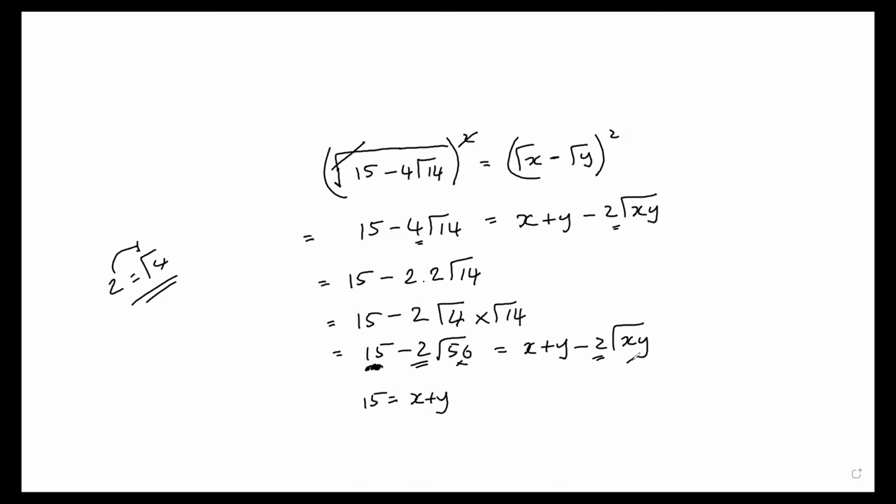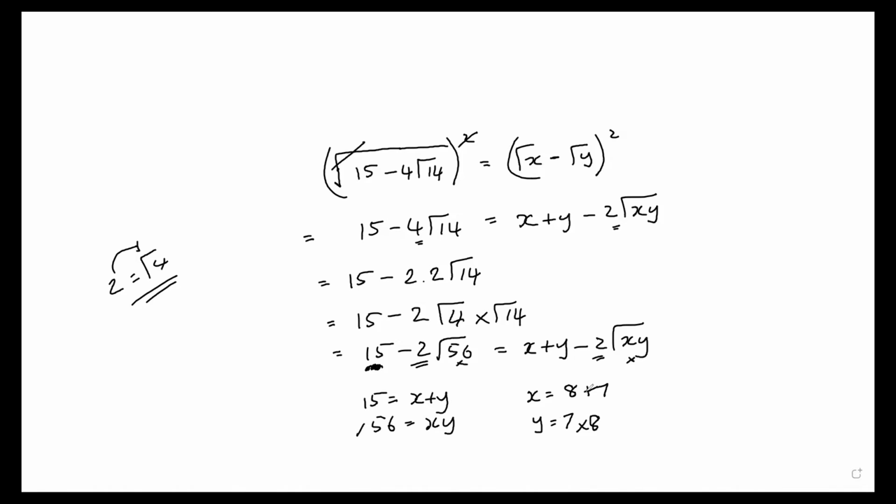So 56 equals xy. So what are those two numbers, anyone? What's x and y? Anyone have an idea? Add to be 15, multiply to be 56. What are they? Can you guess? Anyone? 8 and 7. Thank you. 7 times 8 is 56, and 8 plus 7 is 15.